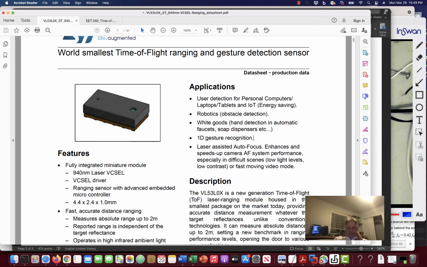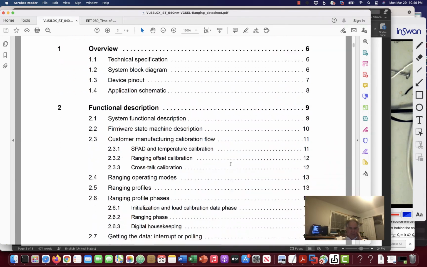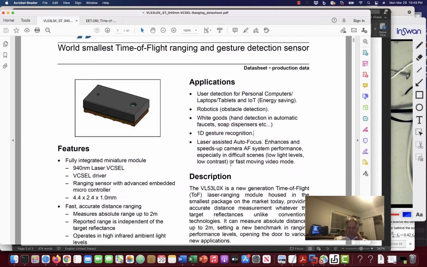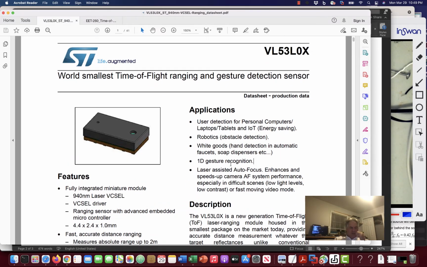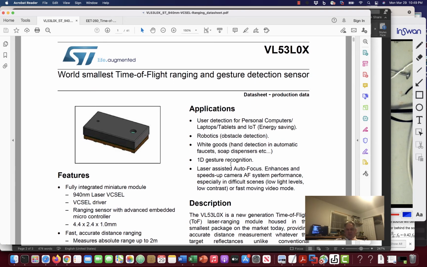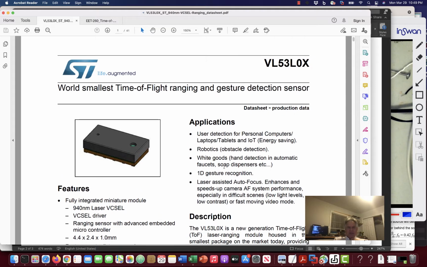So that's kind of happening. And laser assisted autofocus, I mentioned. There's lots of things you can do, but ranging to objects. So all the things that you do for industrial control, is an object in the way, or is an object going by on the conveyor belt, or something like that. These things can do that. You could do it with interrupted light, or you can do it with reflected light using one of these sensors.